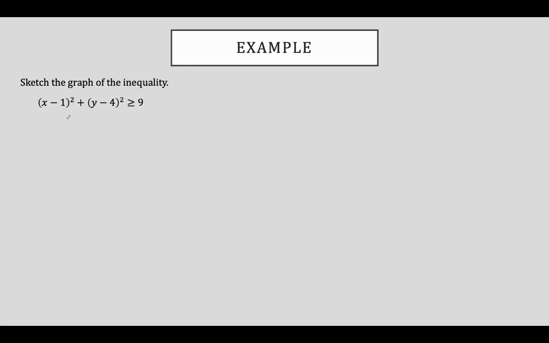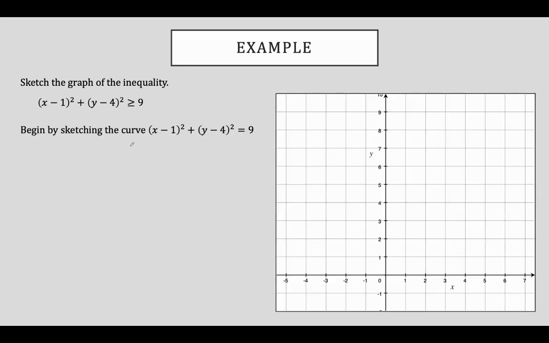We have x minus 1 squared plus y minus 4 squared is greater than or equal to 9. We begin by sketching the curve x minus 1 squared plus y minus 4 squared is equal to 9. Now this looks a little bit funky. I've got an x squared term and a y squared term. You might remember this is actually the standard form for the equation of a circle, right?